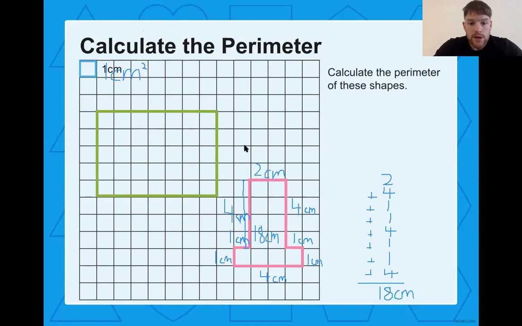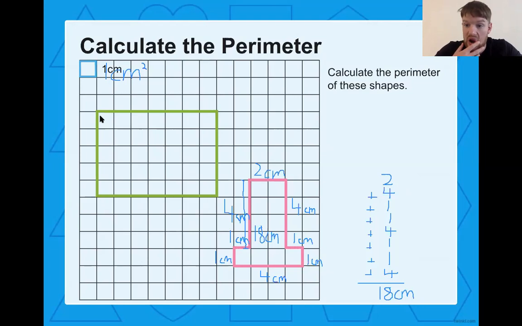Now, this shape is a regular shape, so it's easier for us. Let's have a look. How many sides are in this shape? It's a rectangle, isn't it? So we just have 1, 2, 3, 4 sides. Whereas in the other shape, we had 1, 2, 3, 4, 5, 6, 7, 8 sides because it was an irregular shape. But this is a regular shape, so it should be a little bit easier for us.